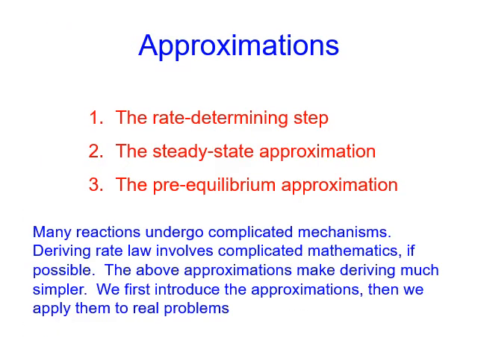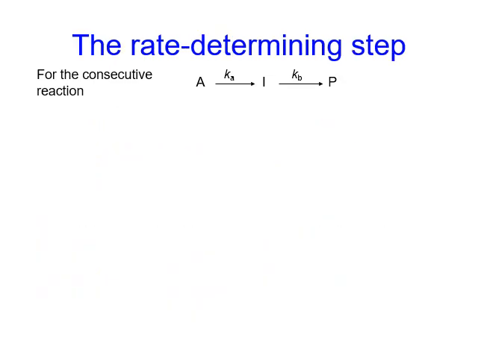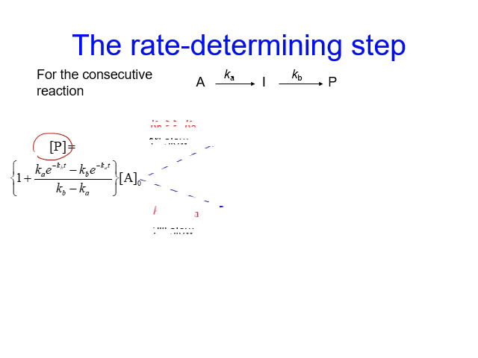Many reactions undergo complicated mechanisms. Deriving a rate law involves complex mathematics, if possible. So here we are going to introduce some approximations which make it much simpler to derive rate laws. For a consecutive reaction, this is the integral rate law for the product P. Suppose the first step is slow, and therefore Kb is much greater than Ka.